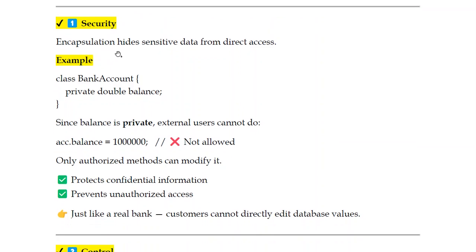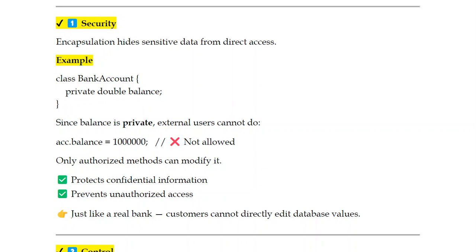What is security? Encapsulation hides sensitive data from direct access. Hereafter, anyone being able to access it is not possible, because we are using the data hiding concept. What is data hiding? Making the variables or data members private. Here I am using the data member balance. Now I change it into private. So these data members are private ones. Data hiding is making the data members private. So hereafter you can't access it just like that.